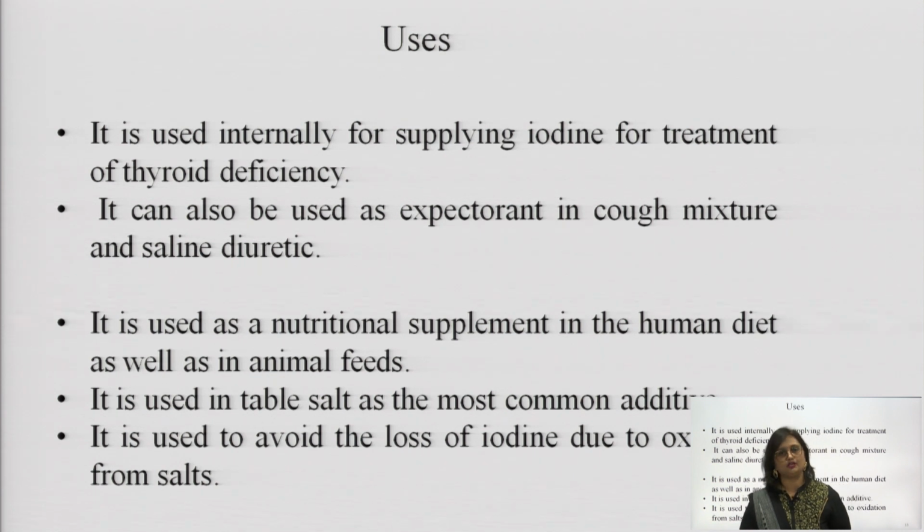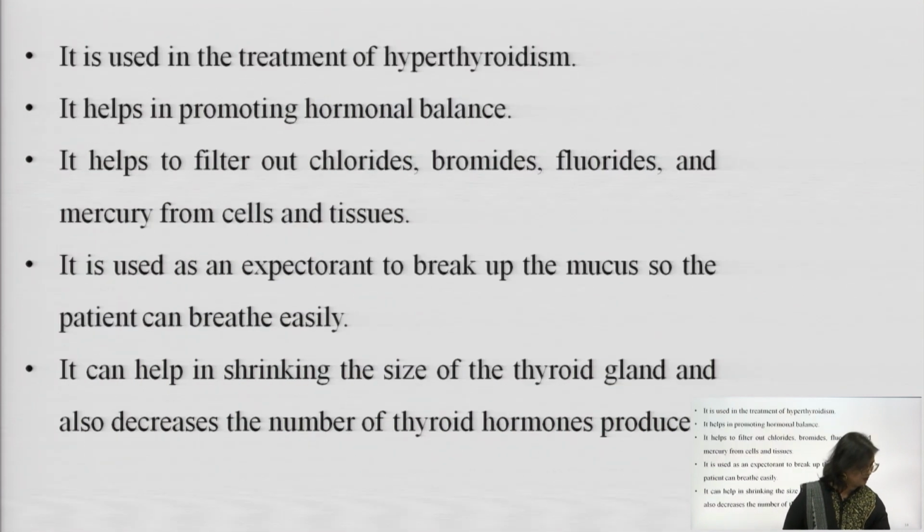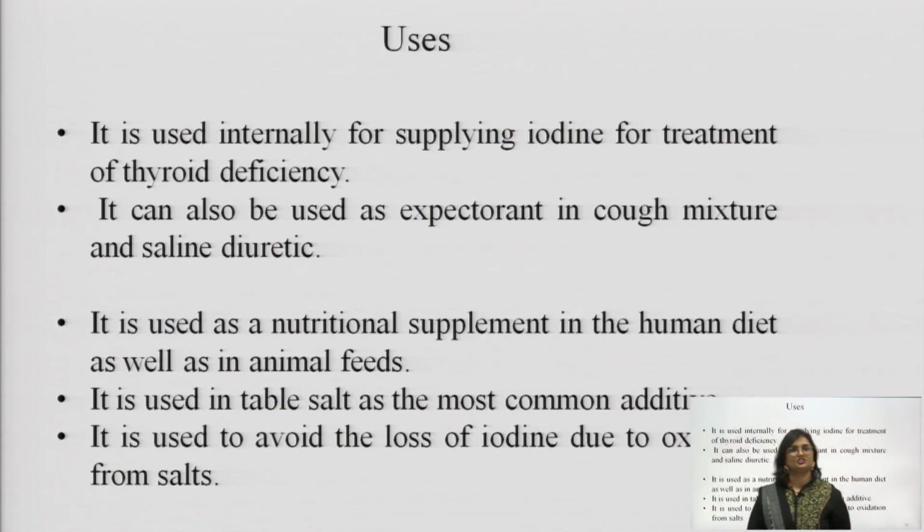Now, we will look into the uses of potassium iodide. It is used internally for supplying iodine for the treatment of thyroid deficiency. It can also be used as an expectorant in cough mixture and as a saline diuretic. Since it is used for supplying iodine, it is used internally. It can also be used as an expectorant in cough mixture.